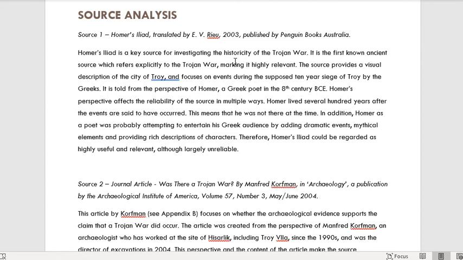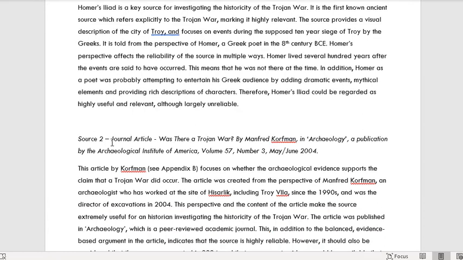So the person has linked perspective with reliability, which is a higher level skill. Saying that Homer lived 700 years after the events, so he wasn't there at the time. In addition, as a poet, he was probably attempting to entertain his audience by adding dramatic events and mythical elements and providing rich descriptions of characters. Therefore, Homer's Iliad could be regarded as highly useful and relevant, although largely unreliable. So that's the kind of thing that we're looking for in the A sample.